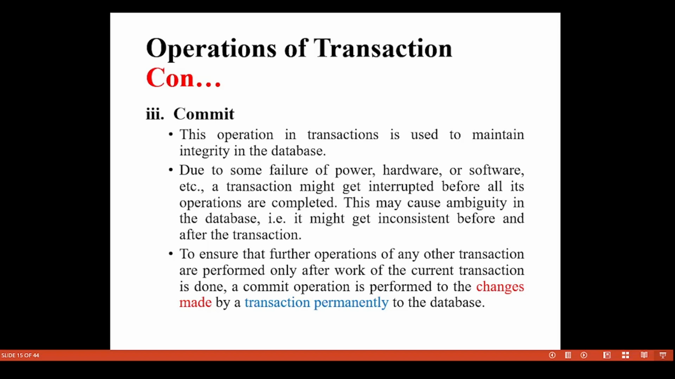So the commit operation is used to maintain integrity and consistency in a database, to ensure that further operations of any transaction are performed only after the work of the concurrent transaction is done. The commit operation is performed to make the changes made by a transaction permanent in the database.